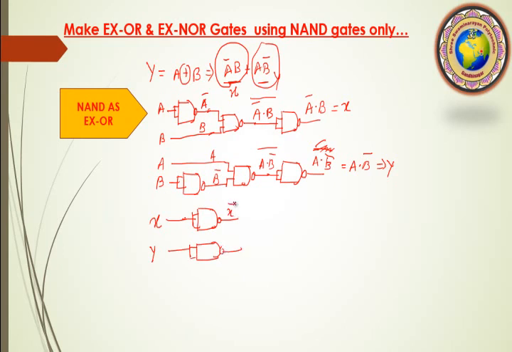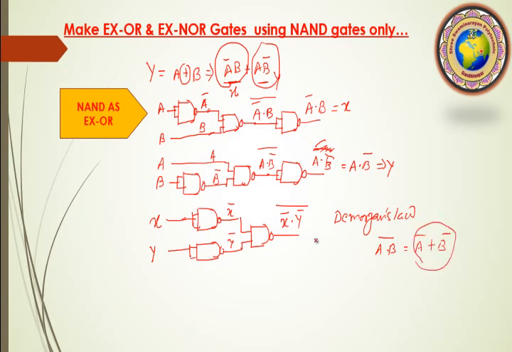So here is the X bar and the Y bar. Then I will convert directly into one another, meaning X Y whole bar. So apply here De Morgan's law, which is (A dot B) bar is equal to A bar plus B bar. So I want this formula here.